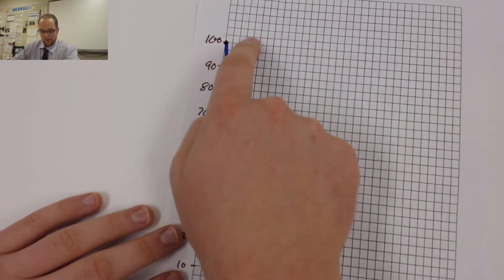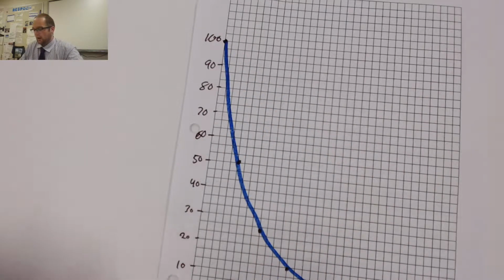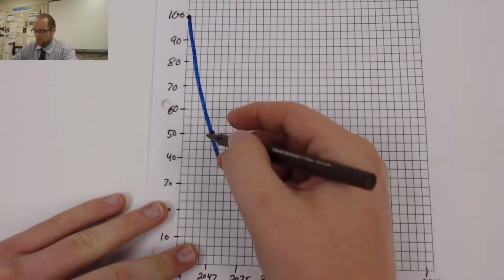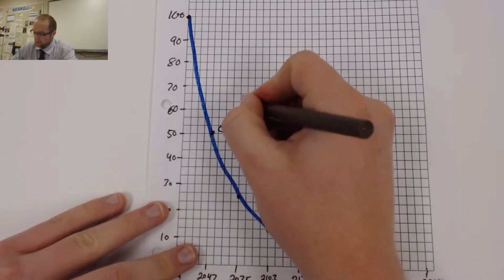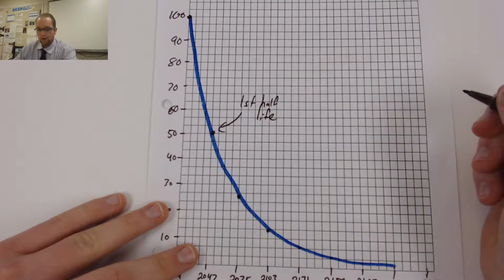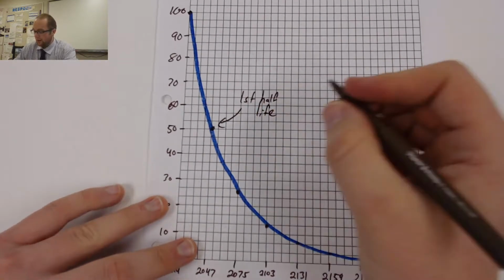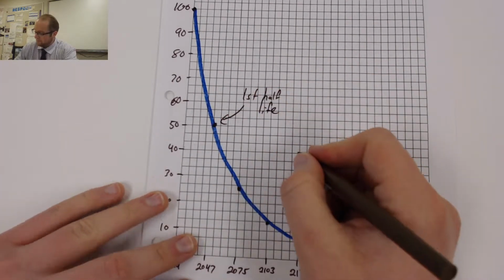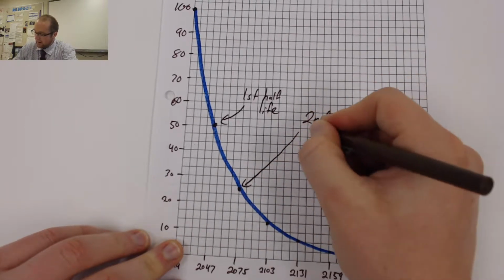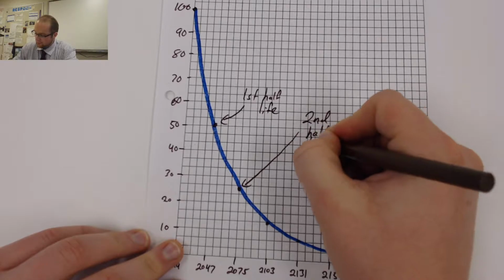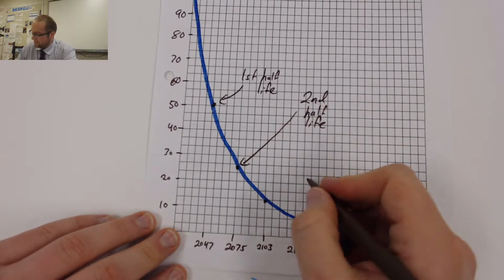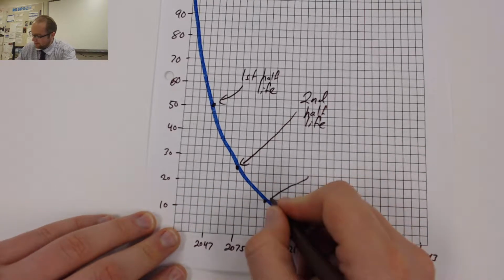We start out at 100%, and if we're at 100%, the first half-life would be at 50%. If I just went through my first half-life, my second one, half of 50, would be at 25. So this would be my second half-life. If I went through one more, half of 25 is going to be about 12, and that was my third point here.